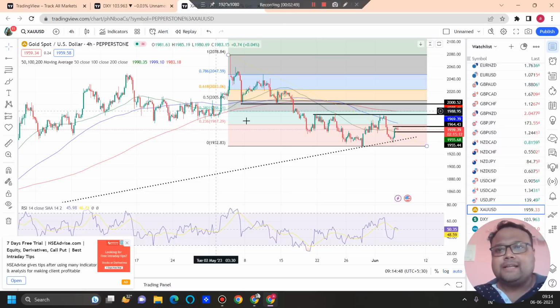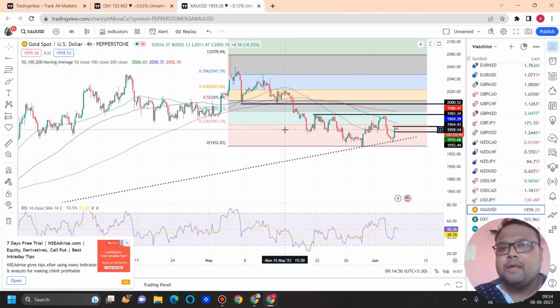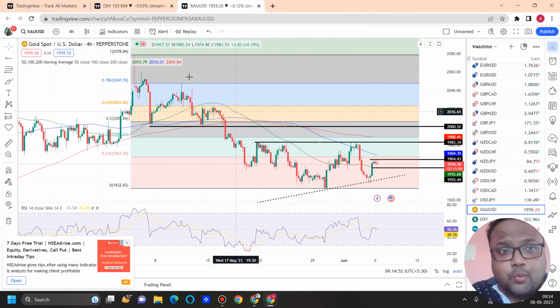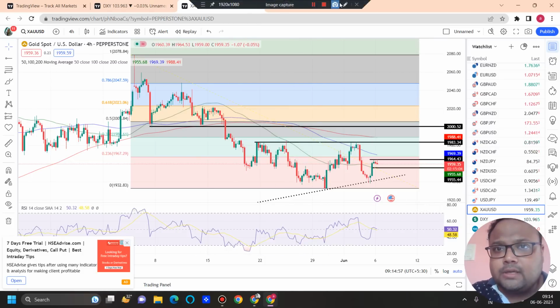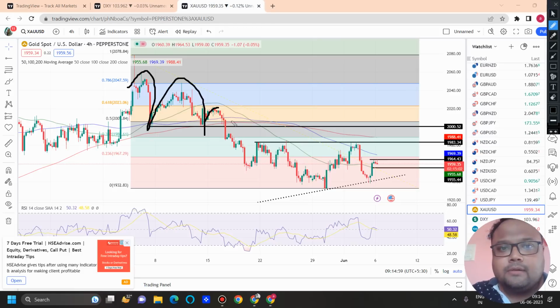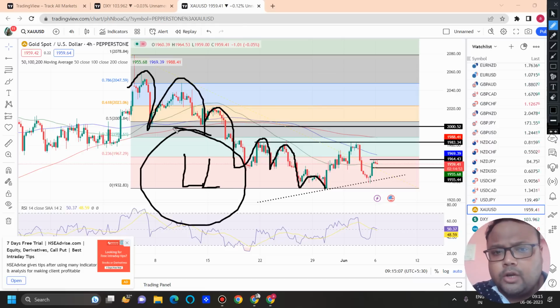Now let's look at the chart of gold here. As we all know, gold was in a downtrend for the last couple of days and weeks. Gold was clearly showing a typical downward structure. The market was unable to form new highs. The market was continuously forming lower lows. It was a downtrend market. Sellers were dominating.